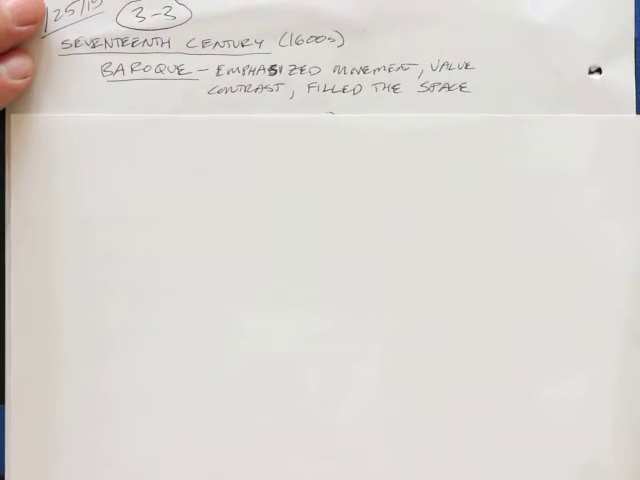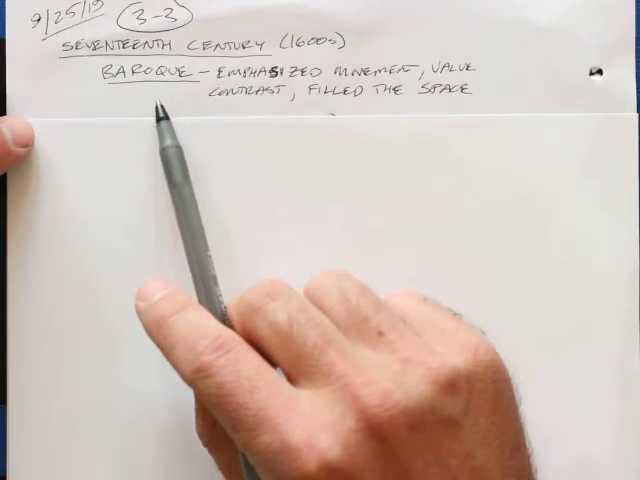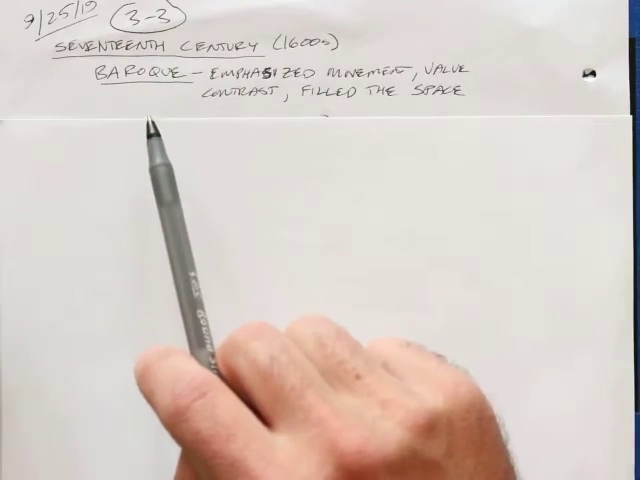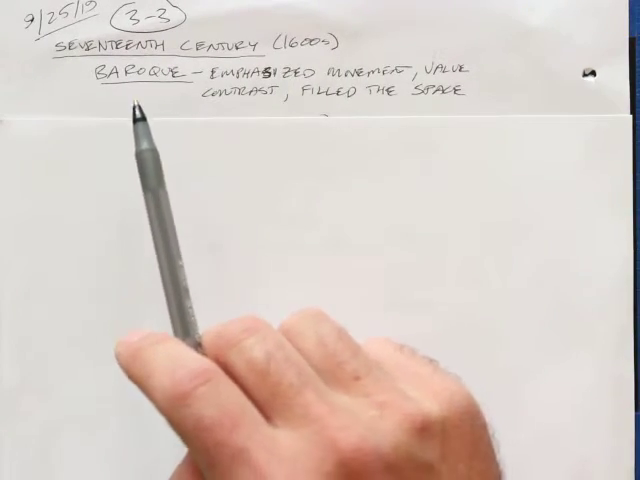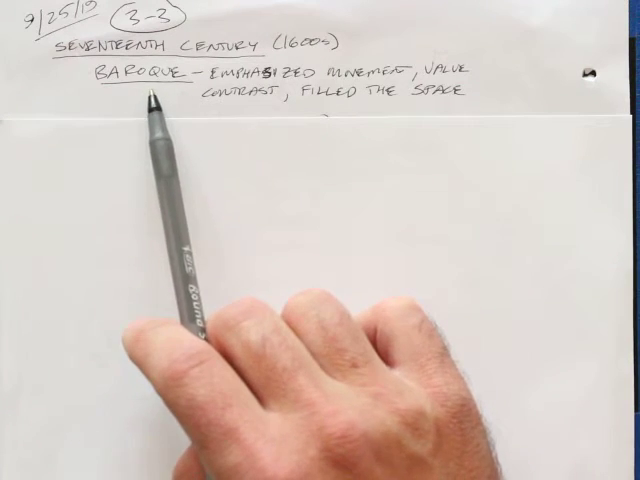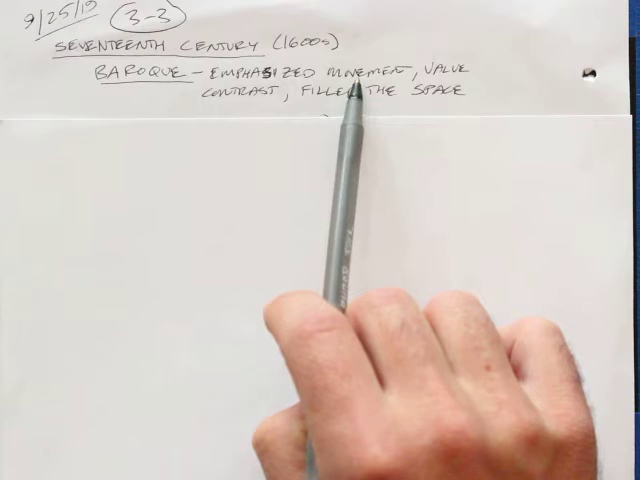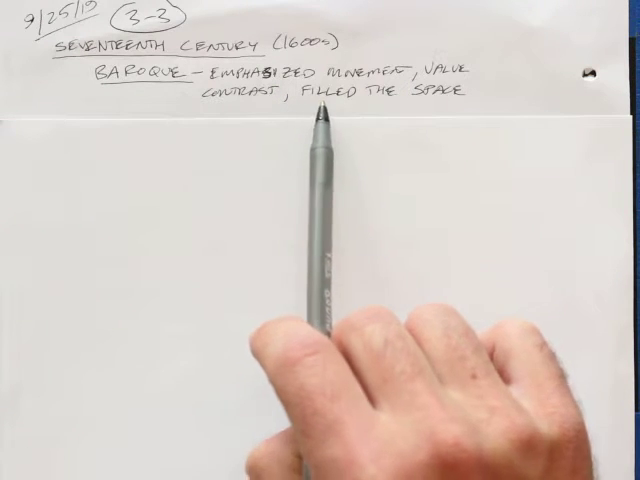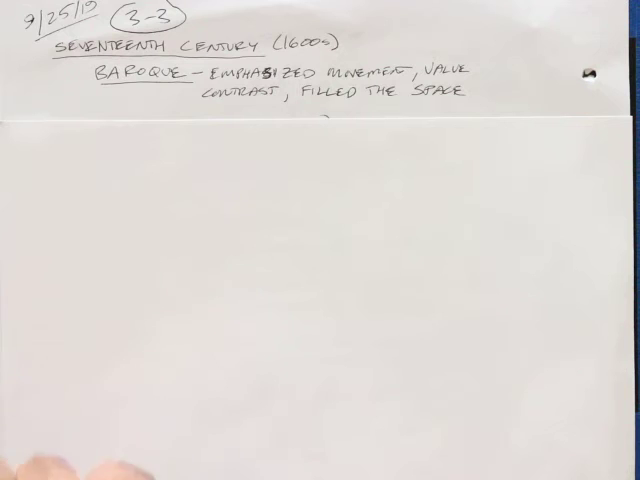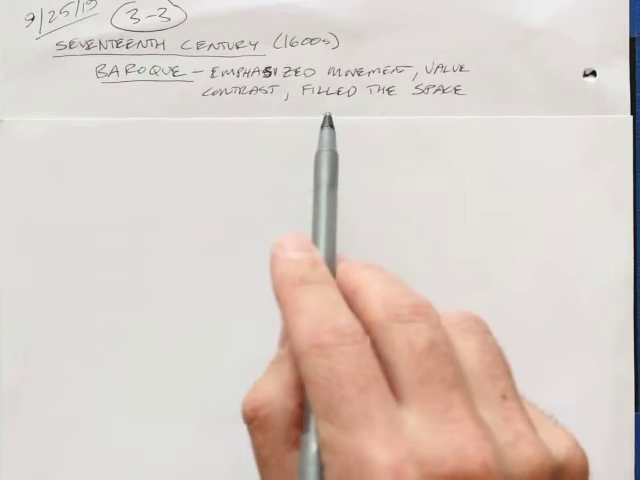So we've looked at the Renaissance briefly, and now we are looking at the 17th century, or the 1600s. In the 1600s, we have the Baroque period. If the Renaissance started getting more realistic, with paintings and other artwork that is more realistic, now the Baroque period gets even farther. It started emphasizing movement, value contrast, and filled the space. So we're just getting more realistic and more like real life. Things are happening.